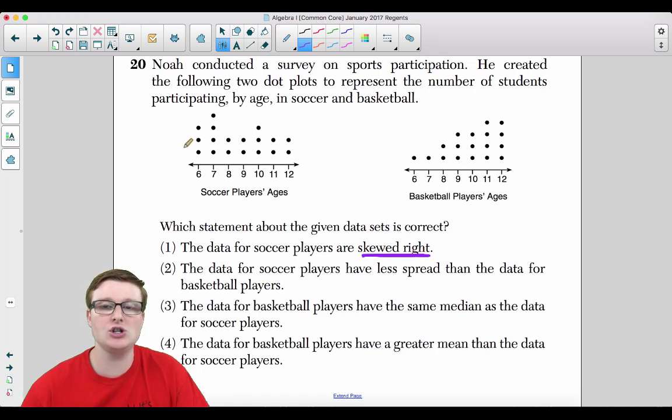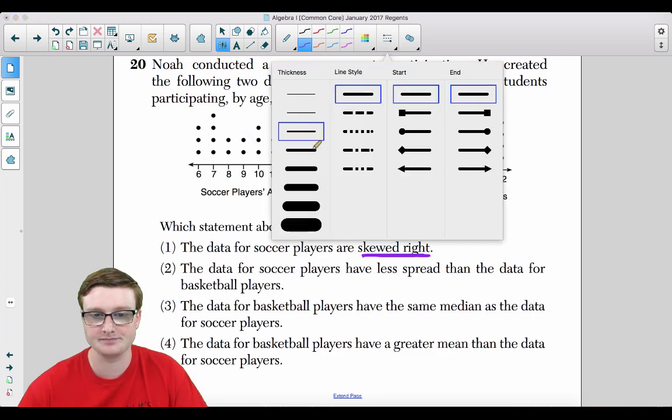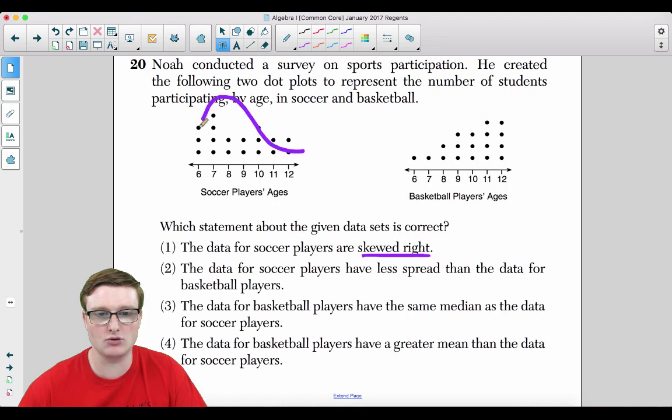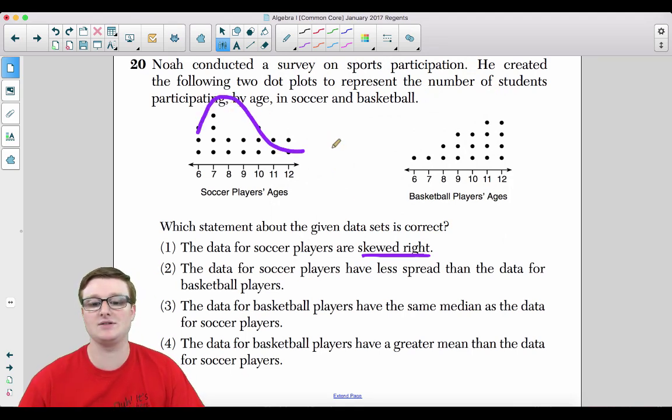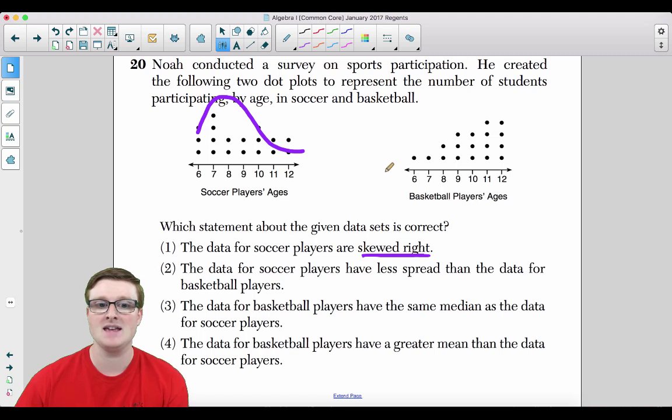All right, well, soccer players. Skewed right means that there is a clear indication that the graph looks something like this. Actually, let me bold it. That there's a clear indication that the graph looks like a hump on the left. I know that it says skewed right, but remember, it's its opposite. Skewed right means that there's a giant hump on the left. That really doesn't show it.